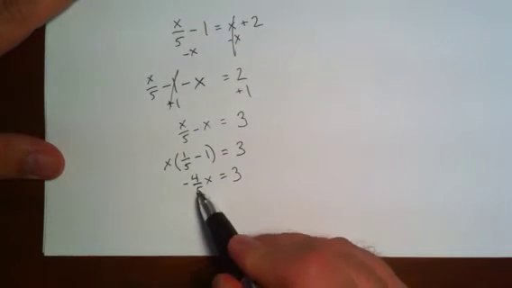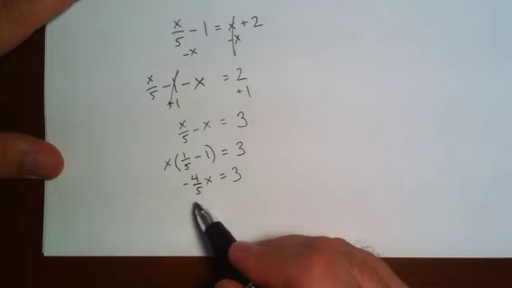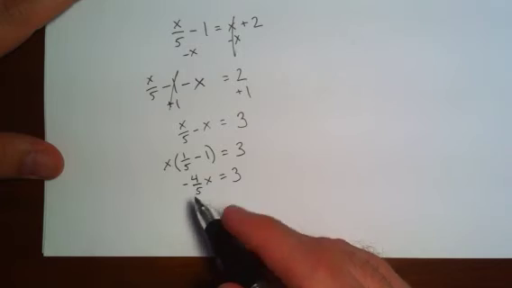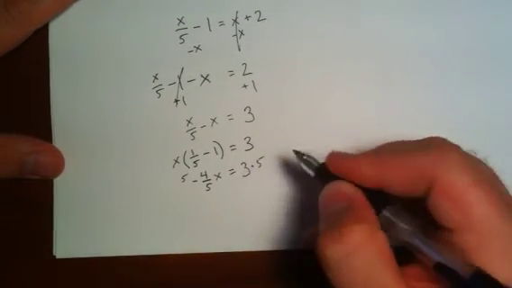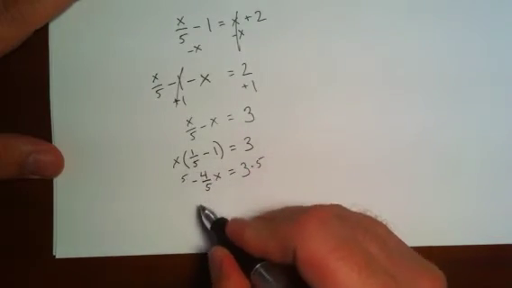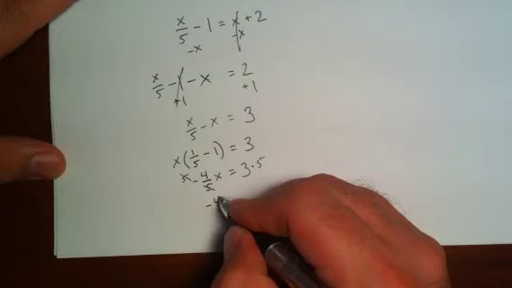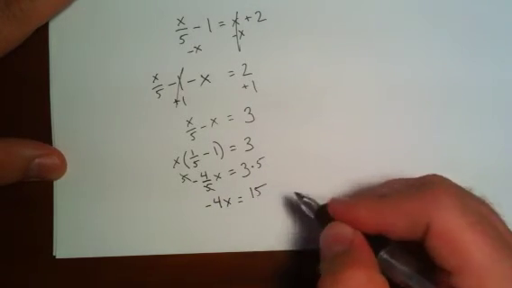Now we got to get rid of this minus 4/5. So let's first get rid of this 5 in the denominator. So to get rid of the 5 down there, we are going to multiply both sides by 5. So if you multiply this by 5, multiply this by 5, 5 divided by 5 gives you 1. So you're left with minus 4x over here, and 3 times 5 is 15.